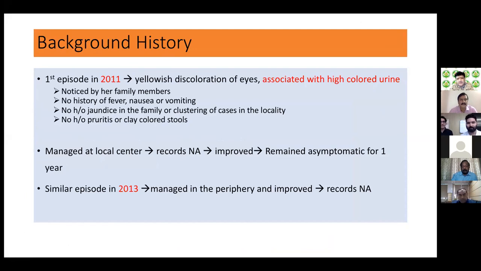There was no history of fever, nausea, vomiting at that time. There was no history of jaundice in the family or clustering of cases in a locality. There was no history of pruritus or clay-colored stools. She was managed at a local center at the time, of which no records are available. She improved gradually and remained asymptomatic for the next 1 year. She had a similar episode in 2013, which was again managed in the periphery, of which no records are available, and she improved gradually.